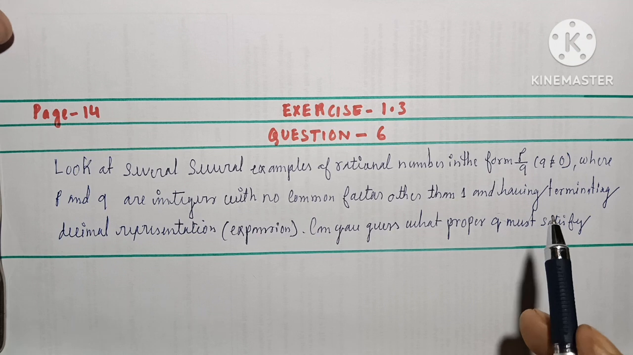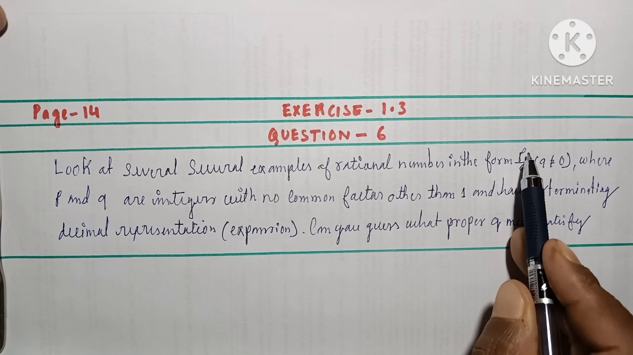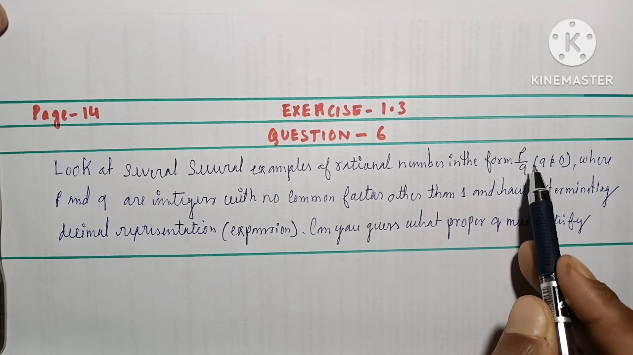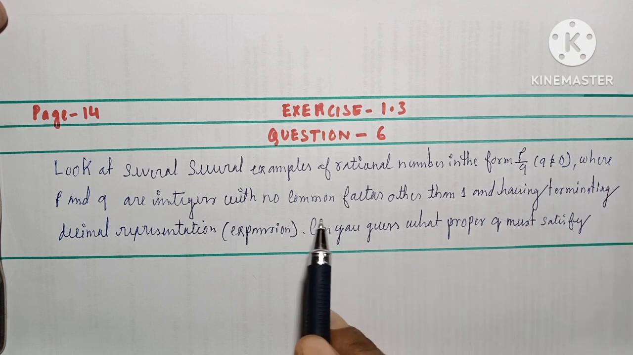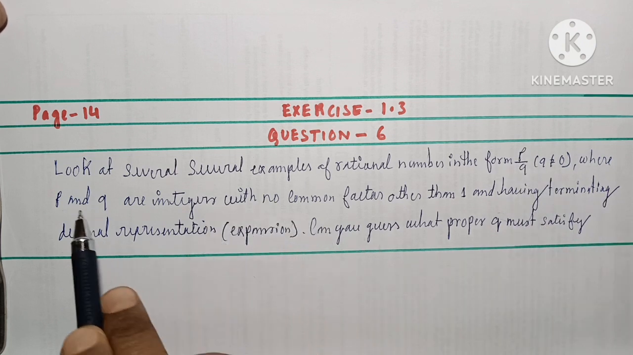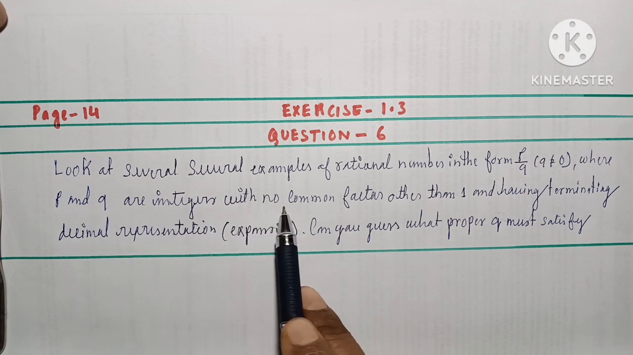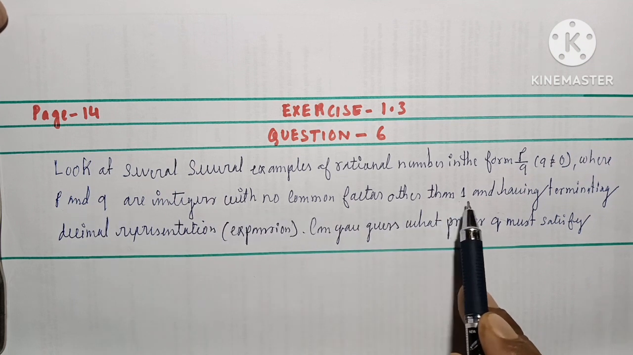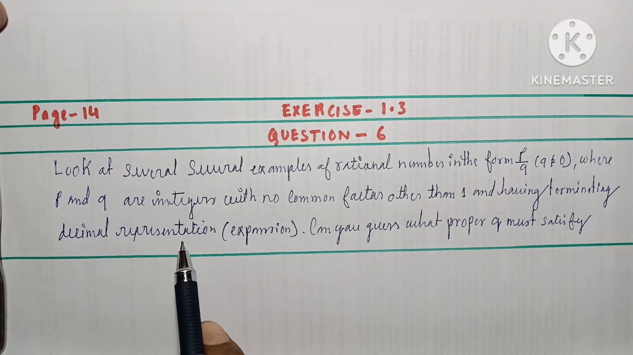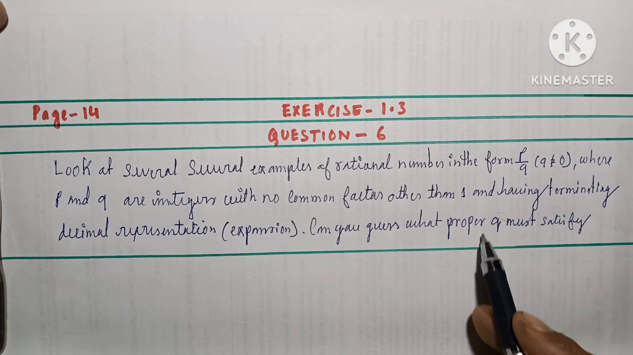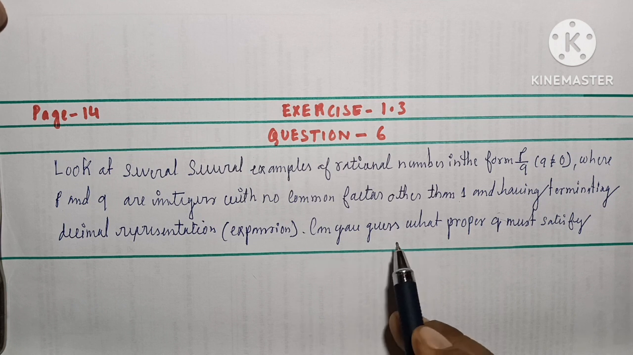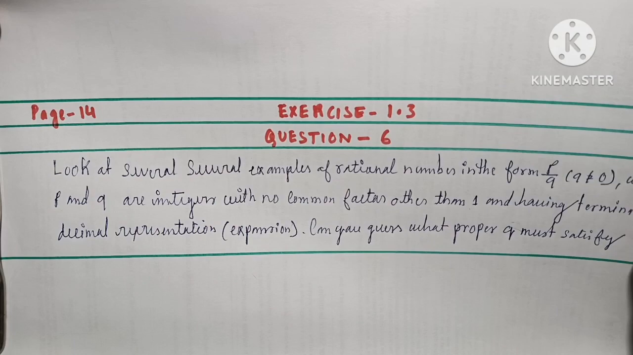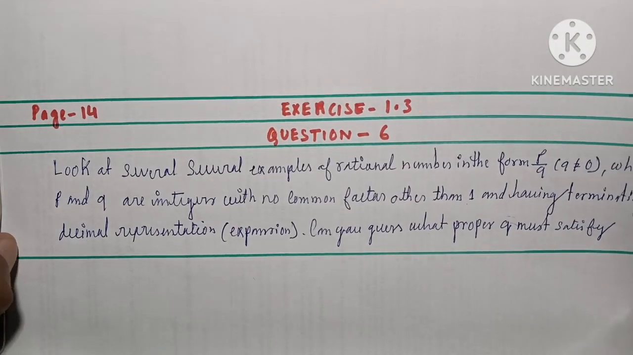But here the question is like that you have to choose a fraction in p by q form where two things should be fulfilled: both p and q have no common factor other than 1, and a terminating decimal expansion. After that you have to say what property q must satisfy so that this fraction is possible. Let's explain the question a little nicely on the next page.